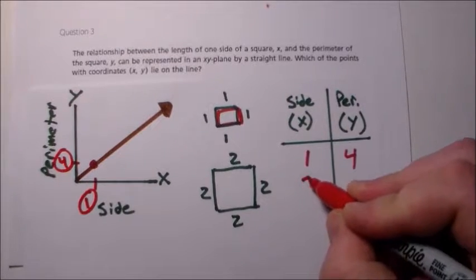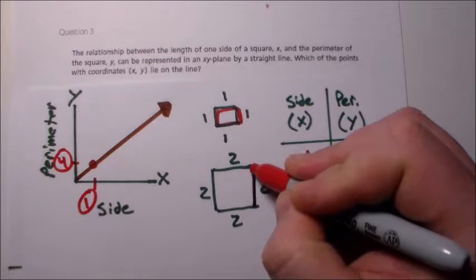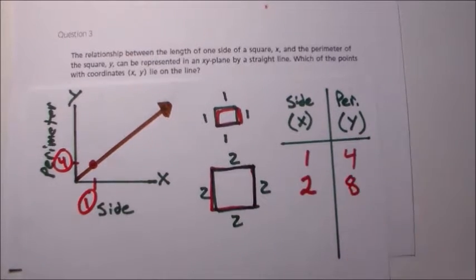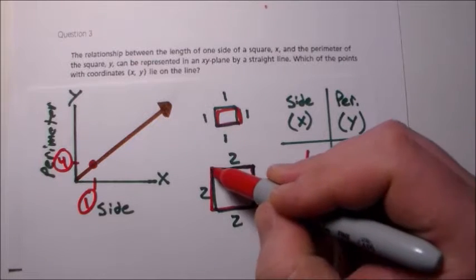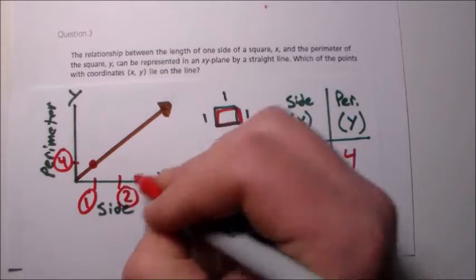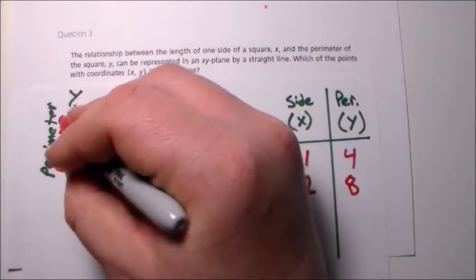If your side length is 2, what is your perimeter? Well, it's 1, 2, 3, 4, 5, 6, 7, 8. Your perimeter is going to be 8. So side length 2, your perimeter is going to be 8.